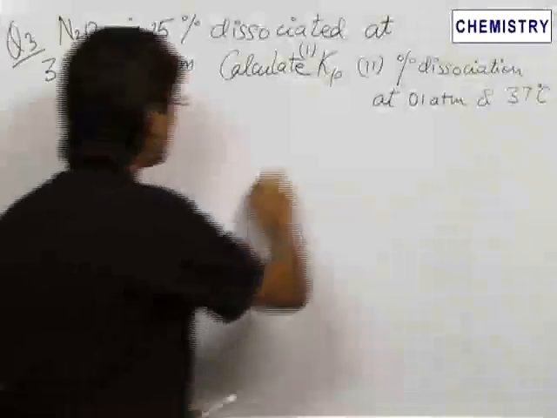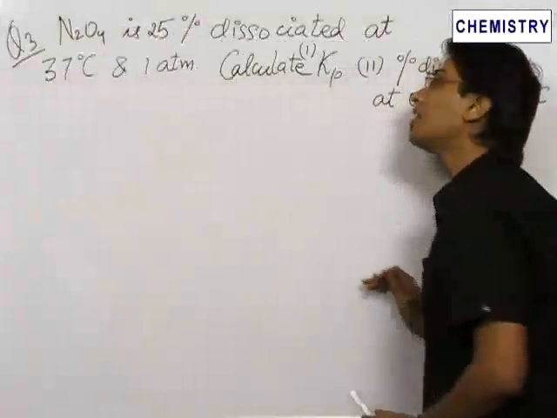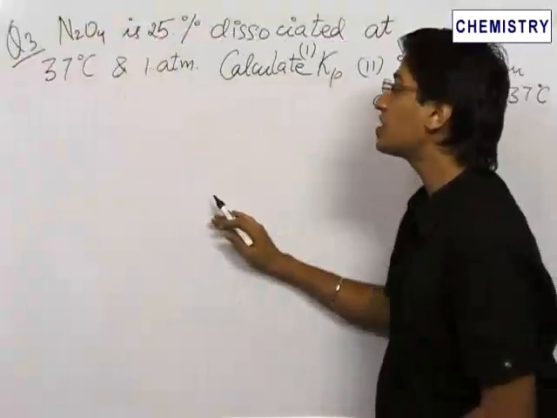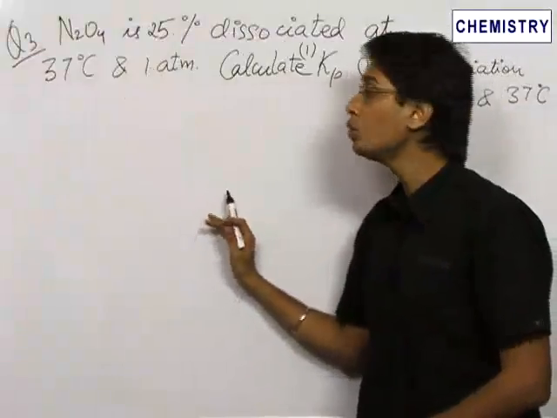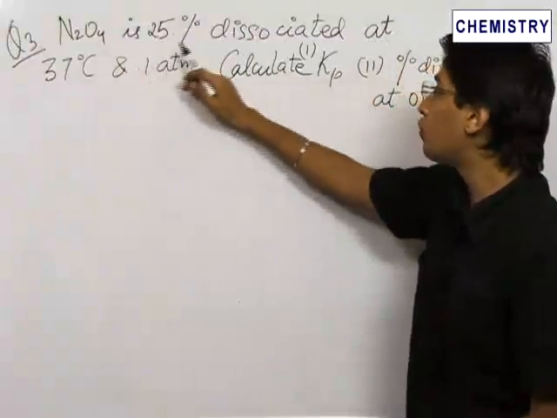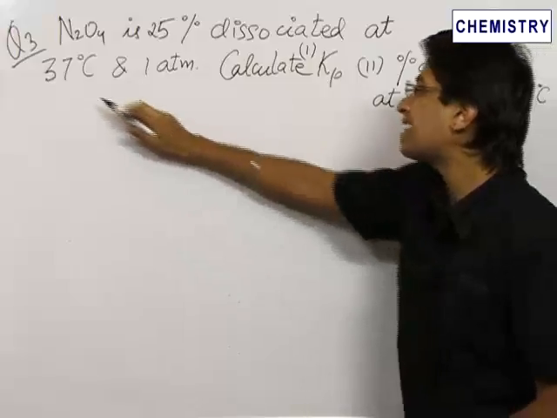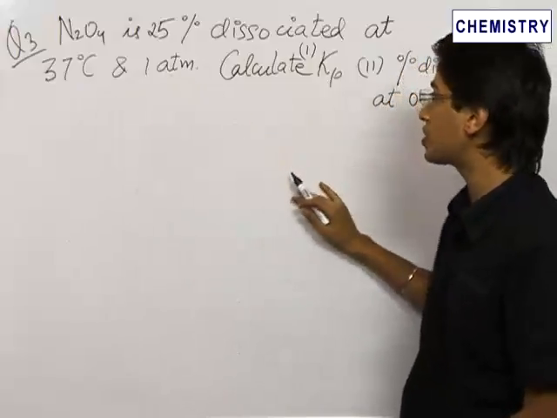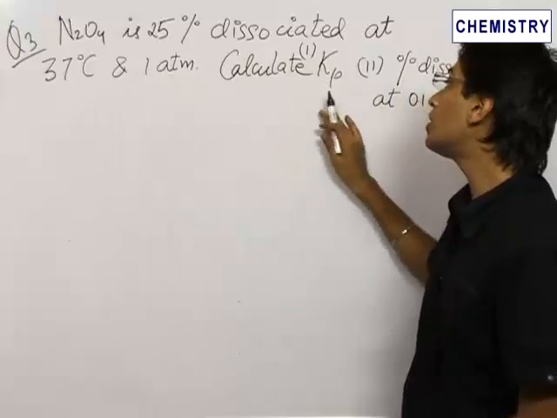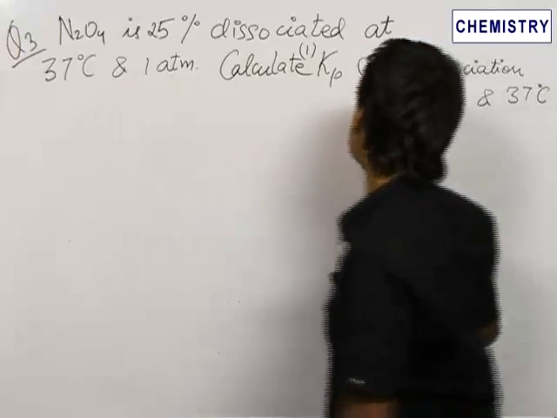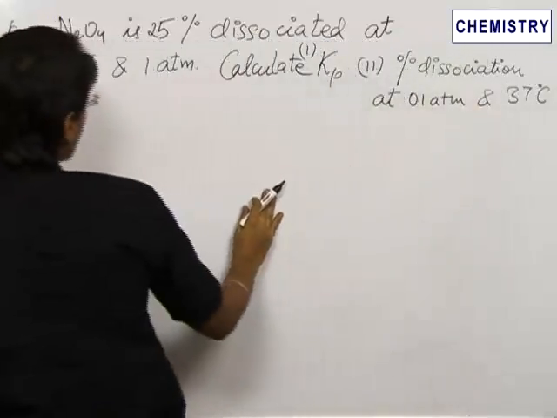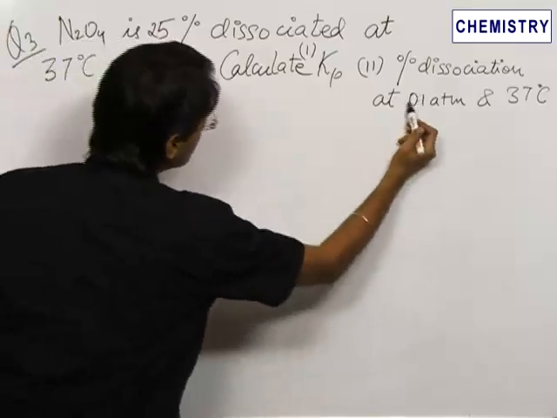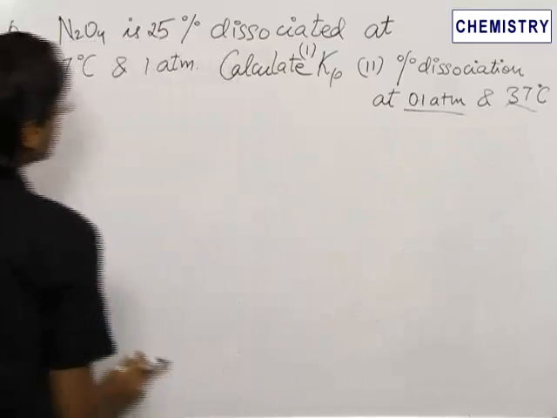The next problem which we have is having an equilibrium between N2O4 which is getting dissociated into NO2. We are given with the fact that N2O4 is 25% dissociated at 37 degrees centigrade and 1 atmospheric pressure. We need to calculate the Kp for the reaction and we need to find the percentage dissociation of N2O4 at 0.1 atmospheric pressure and 37 degrees Celsius.